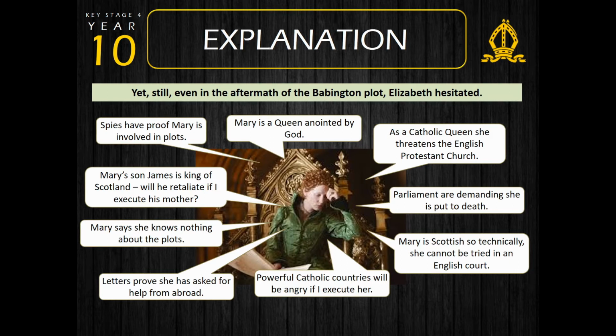She knows that, for instance, Mary's own son, okay, James, her baby son, who became king in 1568 when Mary left, he's now 20 years old. He's now a grown man, and he's now king of Scotland. All right, what will he do if Elizabeth kills his mum? You know, there's all kinds of real problems here.